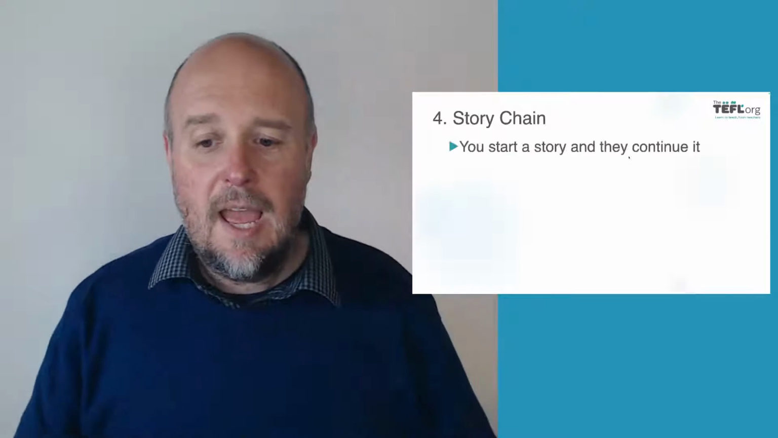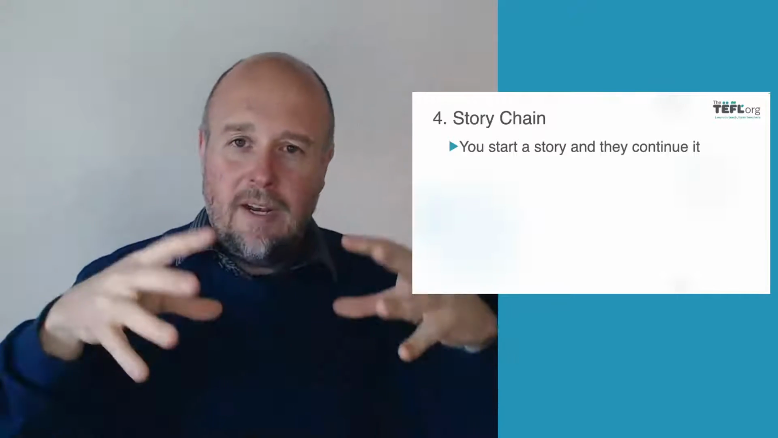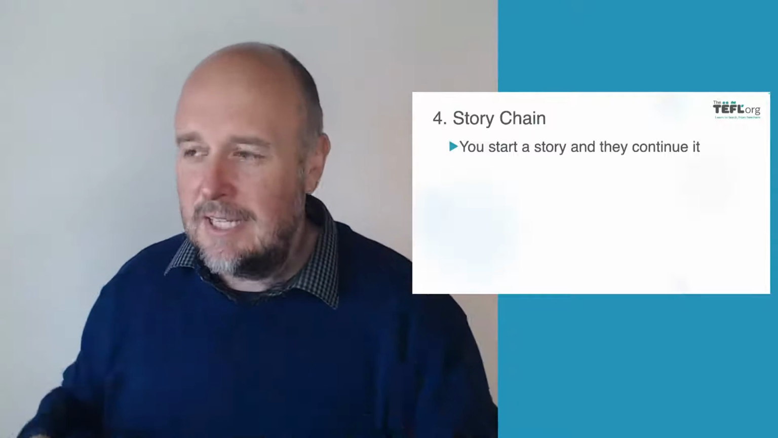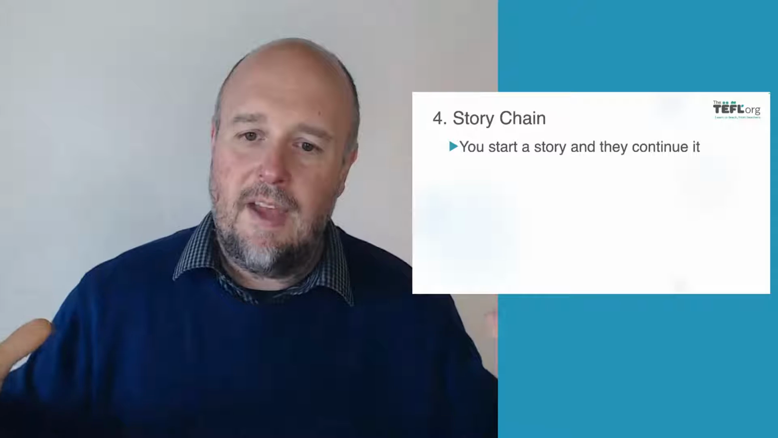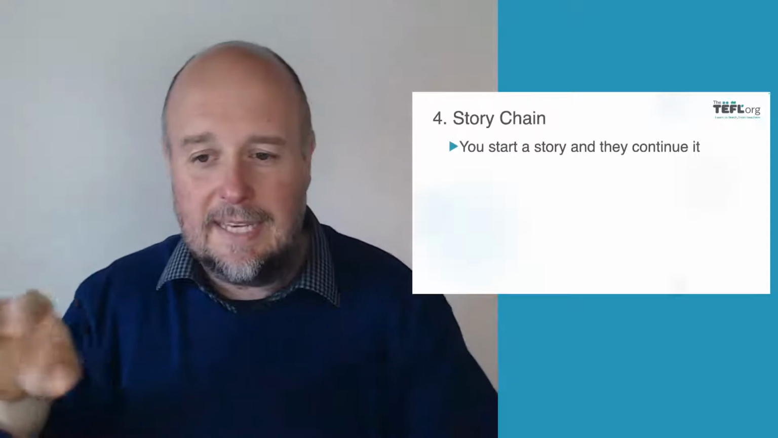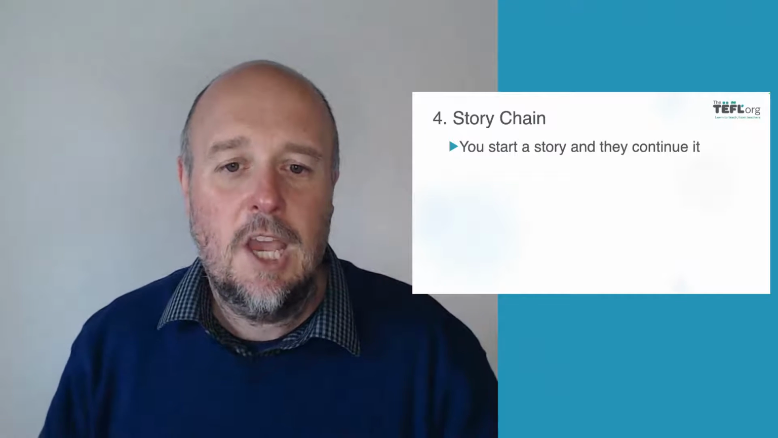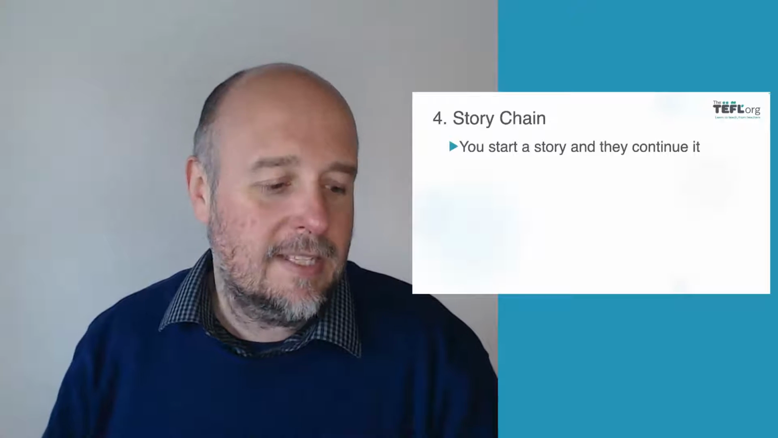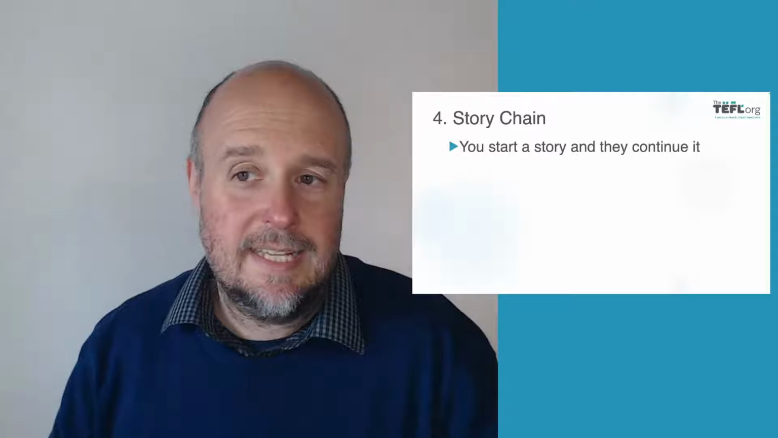Okay, next thing is a story chain. You get your students either in little groups, depending on the ages and the class size. Obviously if you've got a class size of 30, this could be a bit tricky, but you might divide it into 5s or you might divide it into 6s, however it might be. Basically how this activity works is you start a story and then they continue it. So you say something along the lines of, yesterday I was walking down the street.